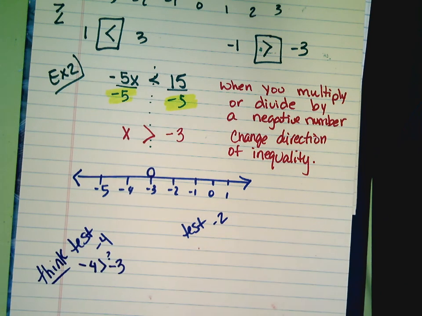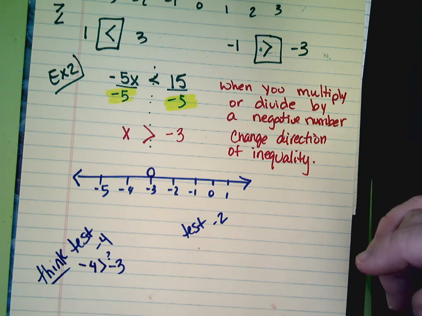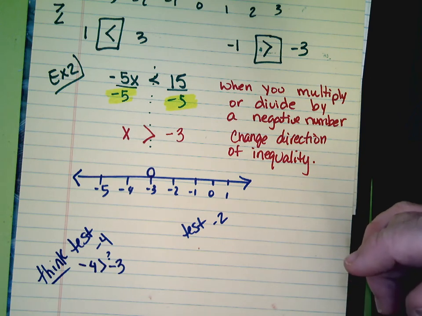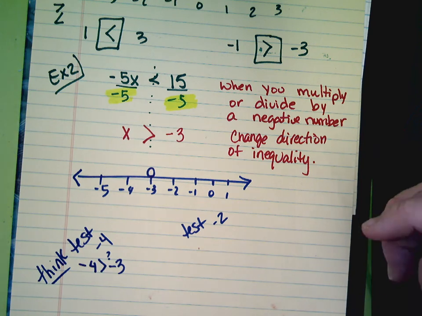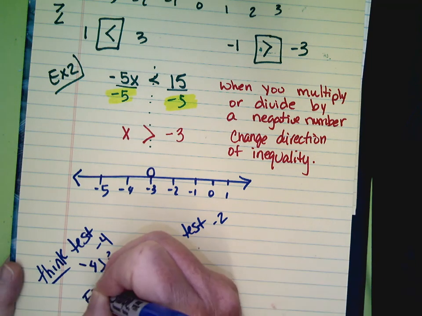think about that for a minute. Is -4 greater than -3? Johnson? You think no? Okay, tell me why. Yes, ma'am. The $4 is worse than losing 3, right? Okay, so this is false.